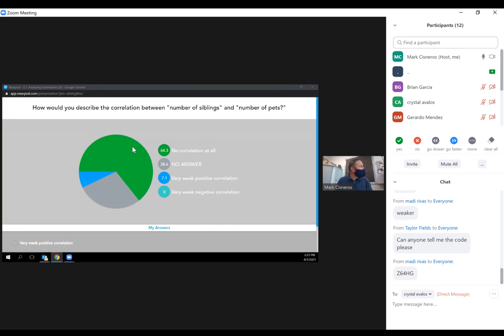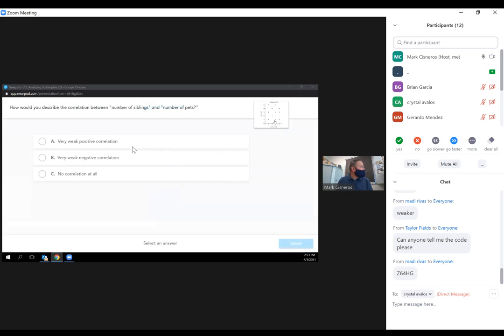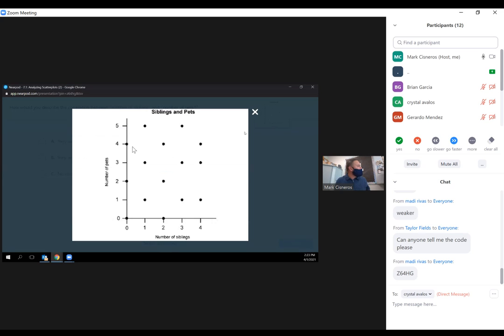There's a breakdown of the answers. No correlation at all. One, the majority, and no correlation at all is the correct answer. It's okay to have no correlation. In this particular case, does the number of pets depend on how many siblings you have? No, not really. Not unless your parents are like, well, every kid gets one pet.